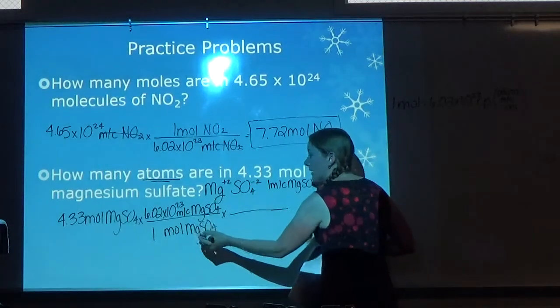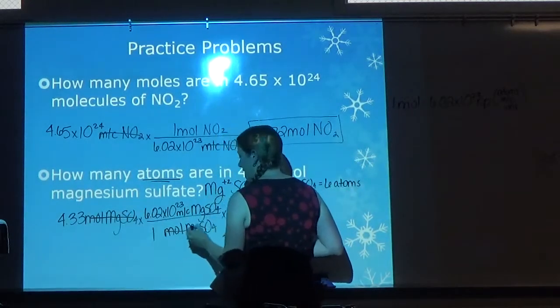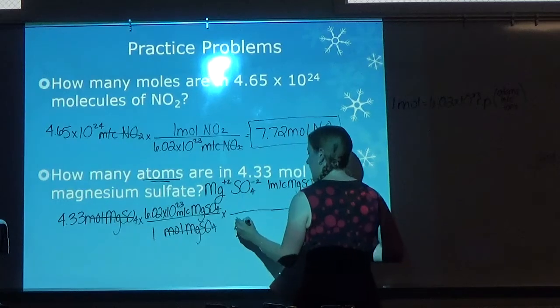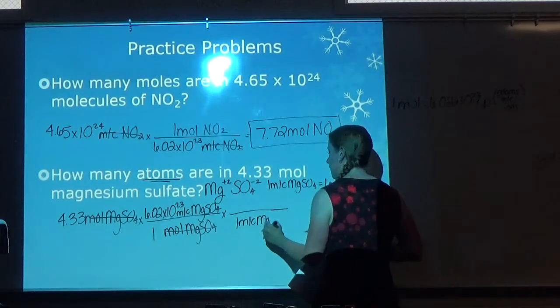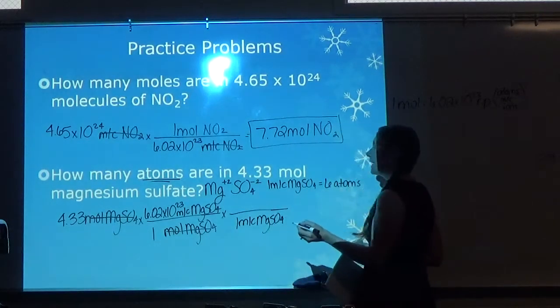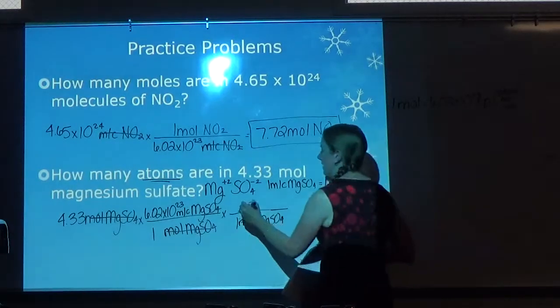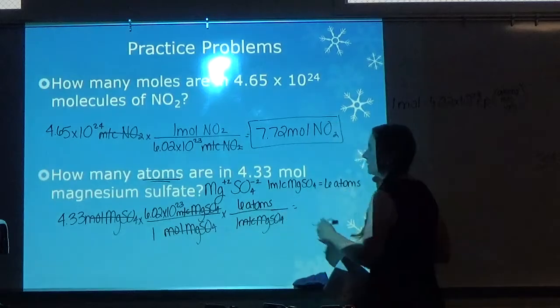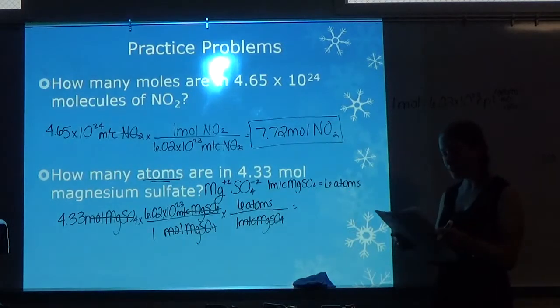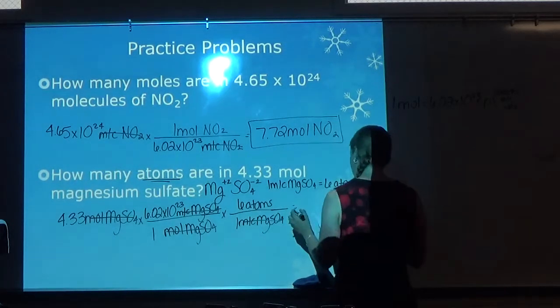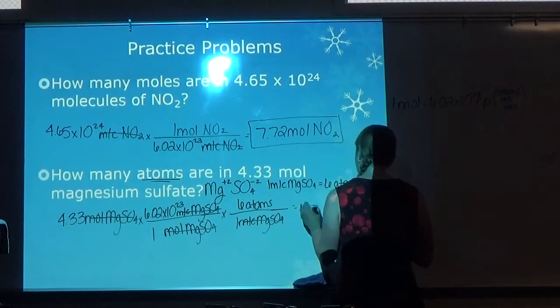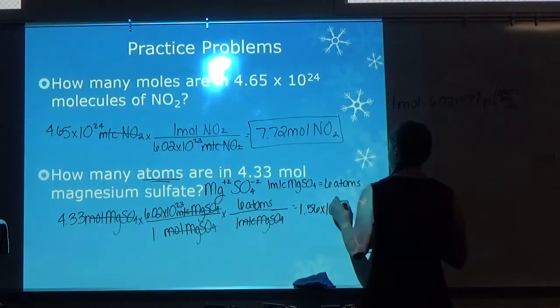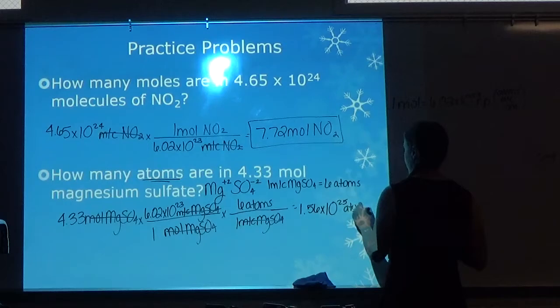So then I would follow my golden rules to see my moles went away, and I have molecules on top, so I would put 1 molecule of MgSO4, which again, it's not a molecule, it's actually an ionic compound, is 6 atoms. So then because all three of my numbers are on top again, I'm going to multiply. And so when I multiply, I got 1.56 times 10 to the 25 atoms.